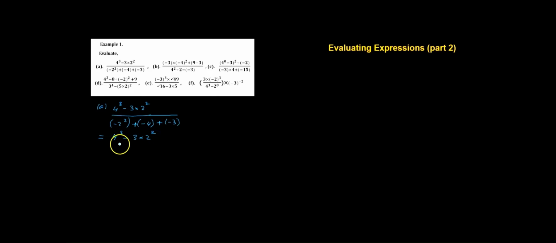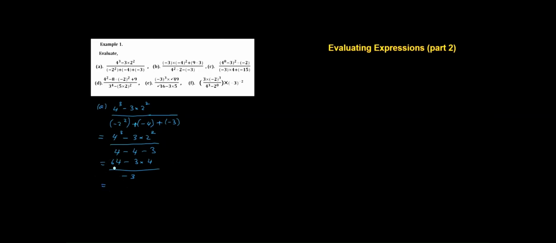After doing the operations inside the brackets we get 4 to the power 3 minus 3 into 2 squared over 4 minus 4 minus 3. Now do the exponents. We get 64 minus 3 into 4 over minus 3.